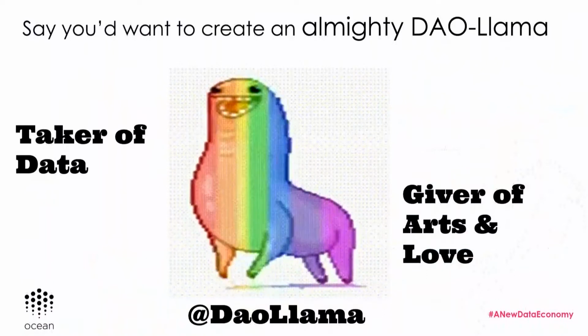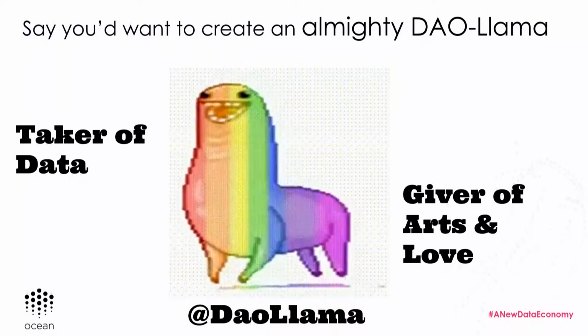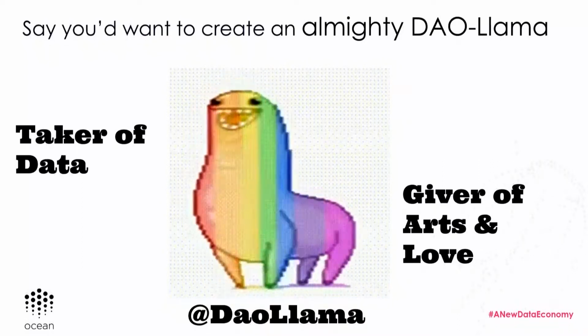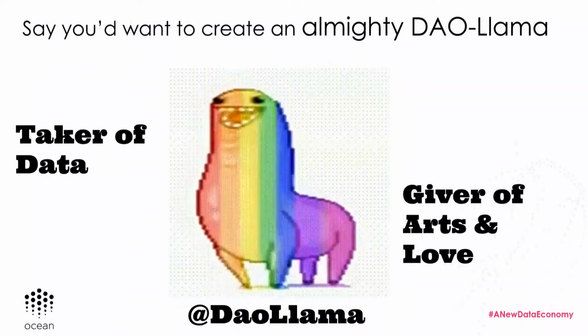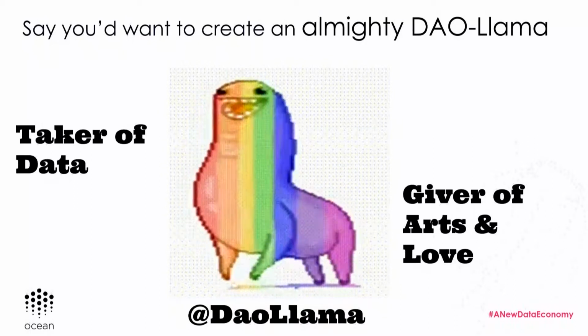But the real reason that I personally got involved is because I want to create something weird. Let's call it a self-owned autonomous agent. I call it the Dalai Lama. It's a taker of data, so it needs data and services, and it's a giver of arts and love and coins and tokens. It's pretty, and it even has a Twitter account, right? So how do we make this self-owned agent something real?